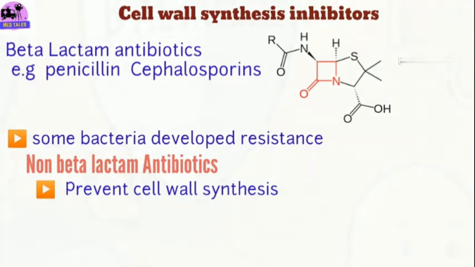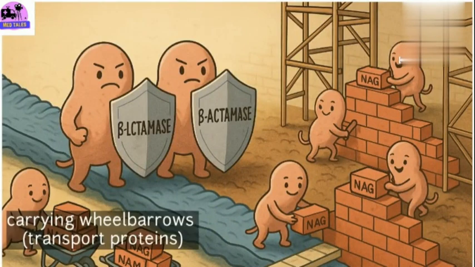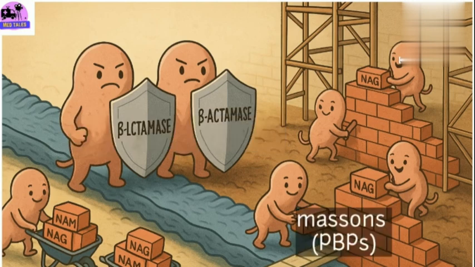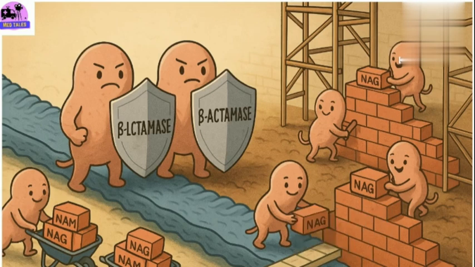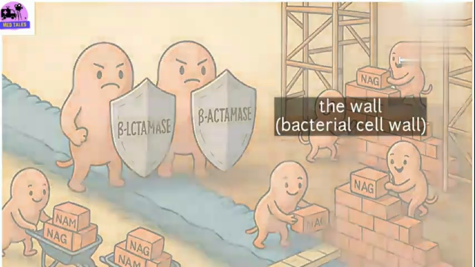To understand this, let's use a construction site analogy. Imagine a busy work site, where bacteria carrying wheelbarrows represent transport proteins, moving NAM and NAG across the bacterial membrane. Bacterial security guards symbolize beta-lactamase enzymes, defending the bacterial masons, also known as PBPs, which construct the cell wall. The wall under construction represents the bacterial cell wall itself.